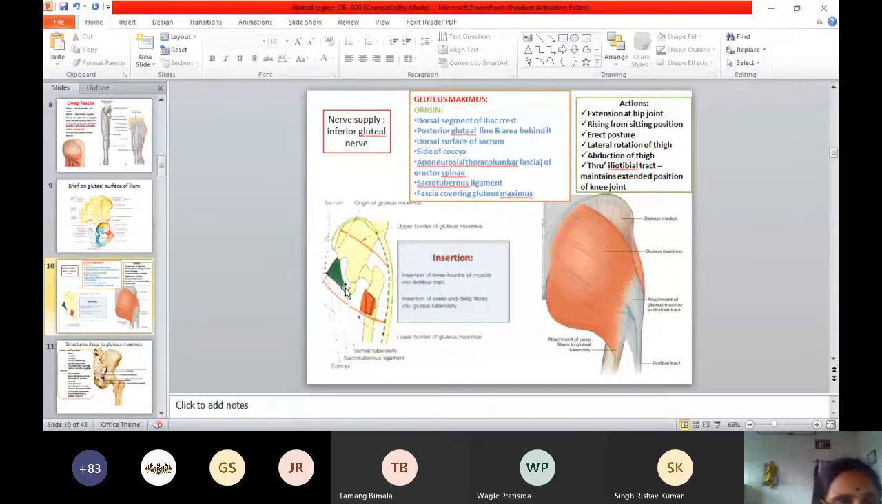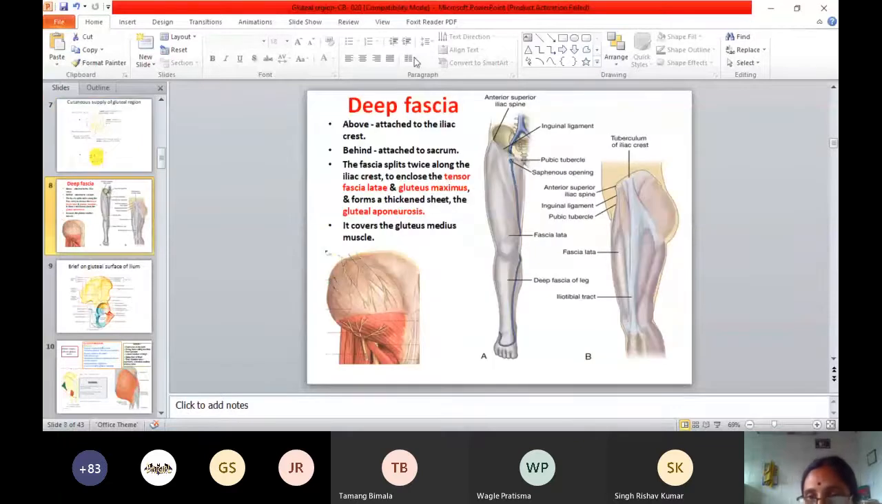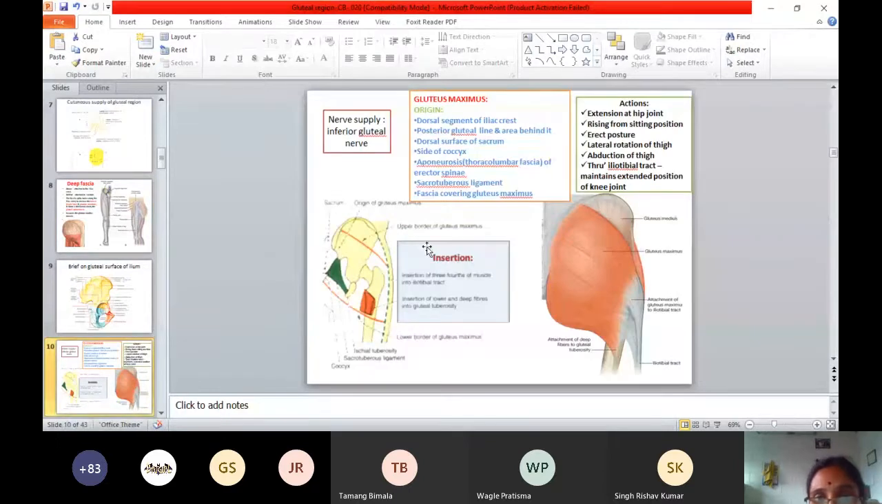Sacrotuberous ligament, and the fascia covering the gluteus maximus. This fascia is the gluteal aponeurosis. So what is the origin of the gluteus maximus? Dorsal segment of the iliac crest, posterior gluteal line and area behind it, dorsal surface of the sacrum, side of the coccyx, sacrotuberous ligament.